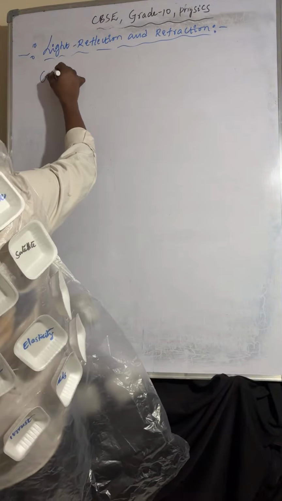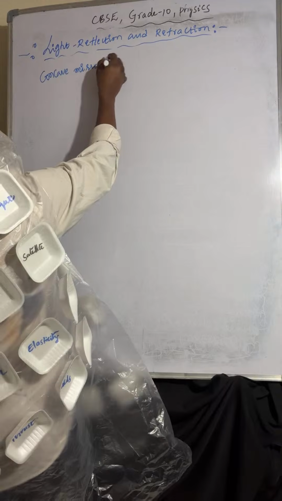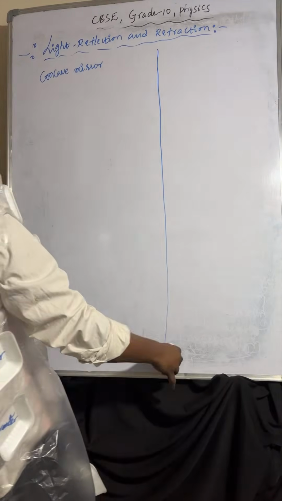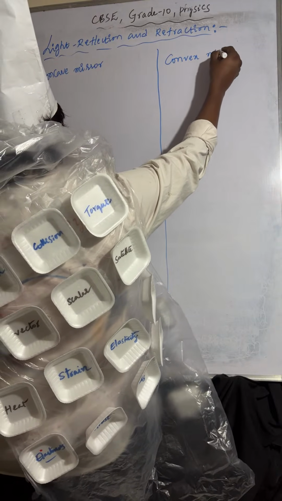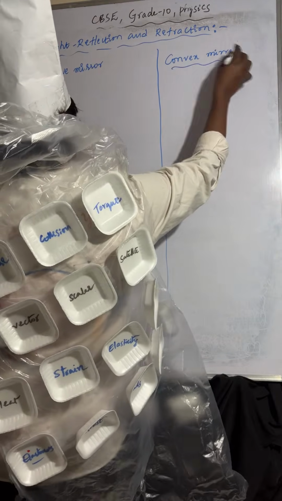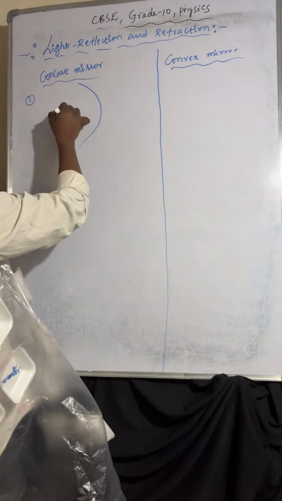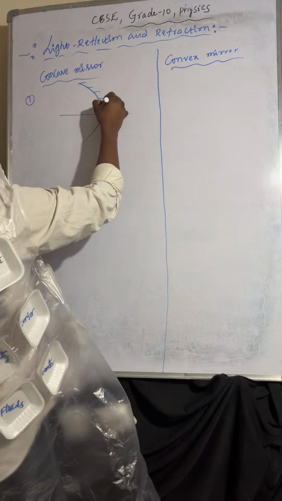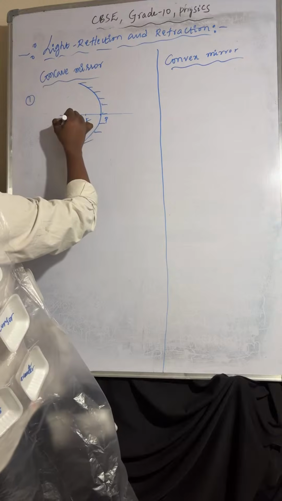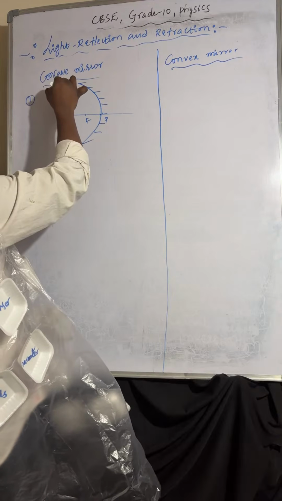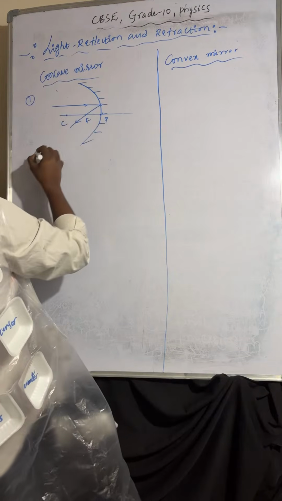Concave mirror and convex mirror. First one: pole, focus and center of curvature. Light rays coming from infinity, after reflection, pass through focus.